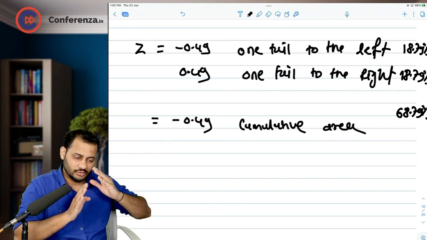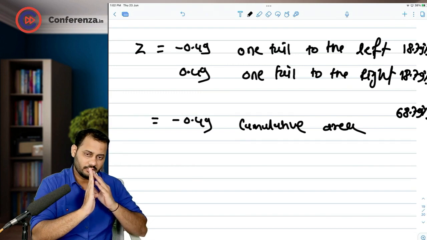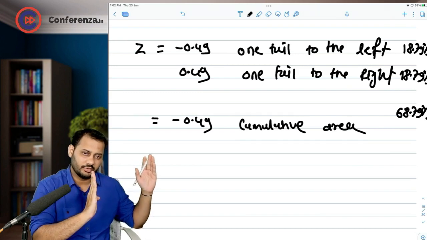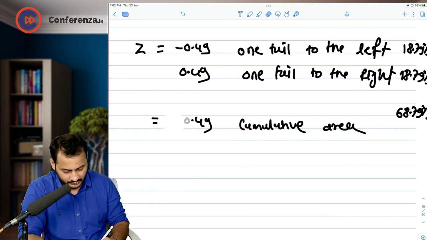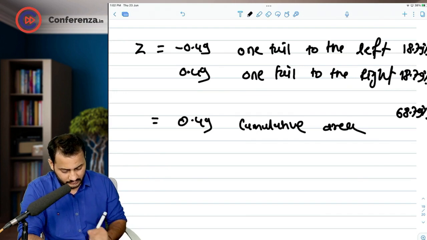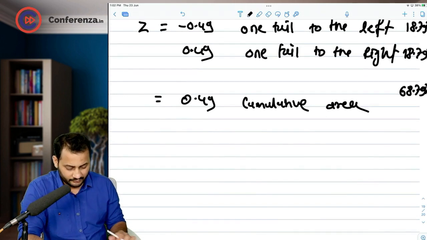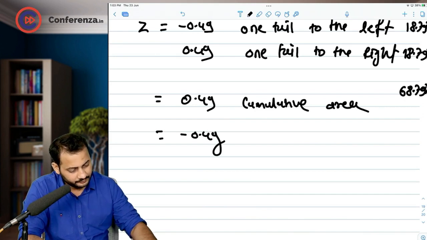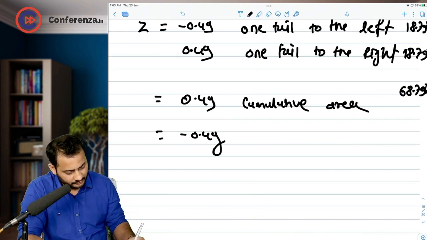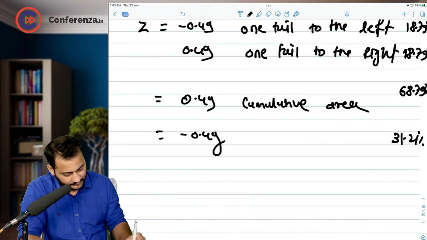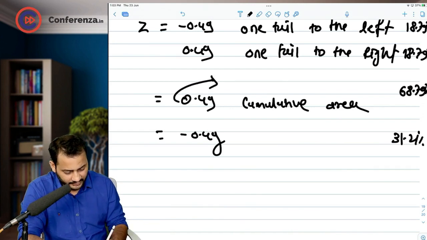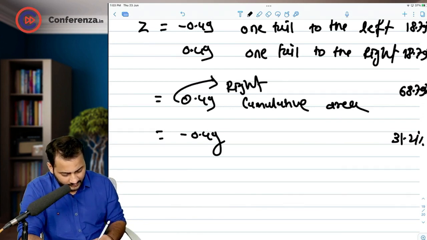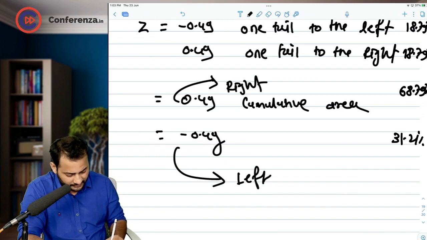So 0.49, the right side from 0.49, will represent 68.79%. And if you write minus 0.49, then it will be the rest of the area, 31.21%. So the positive sign will indicate the area on the right side, and the negative sign will indicate the area on the left side of 0.49.